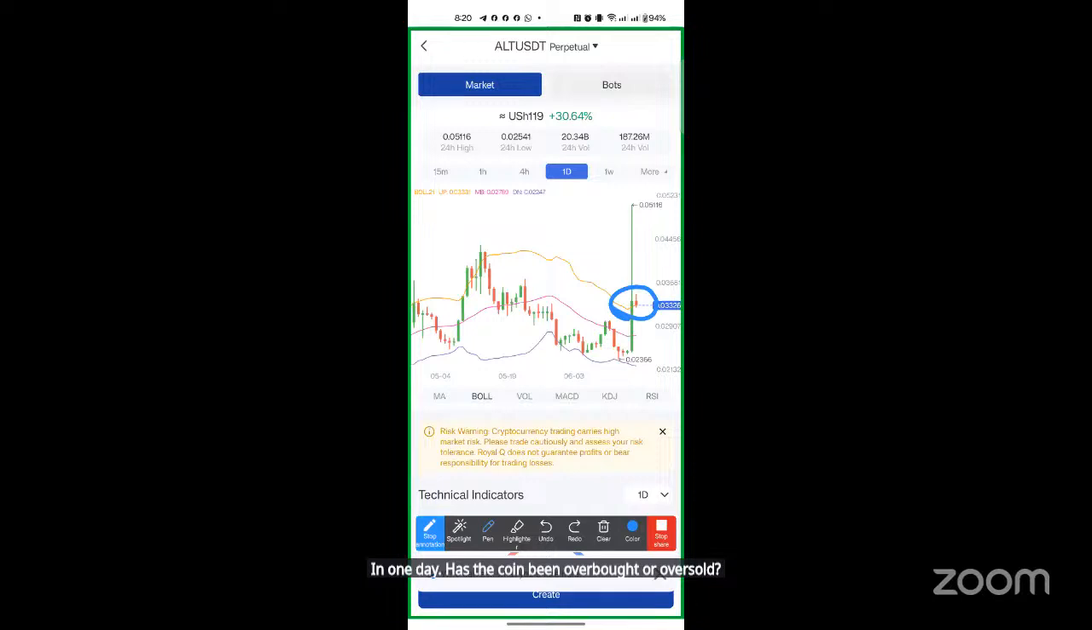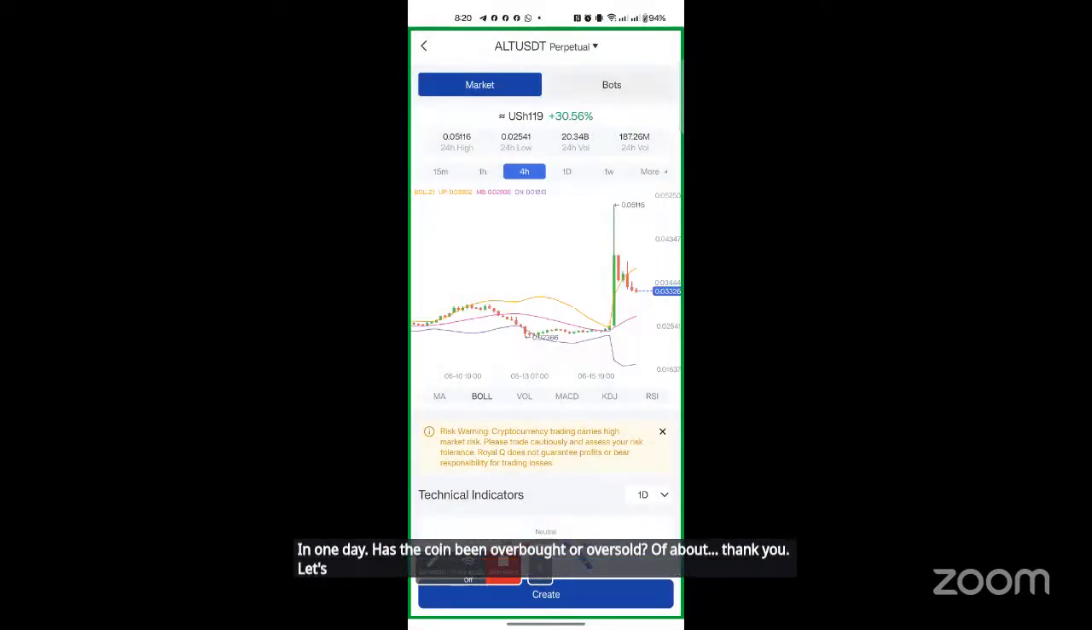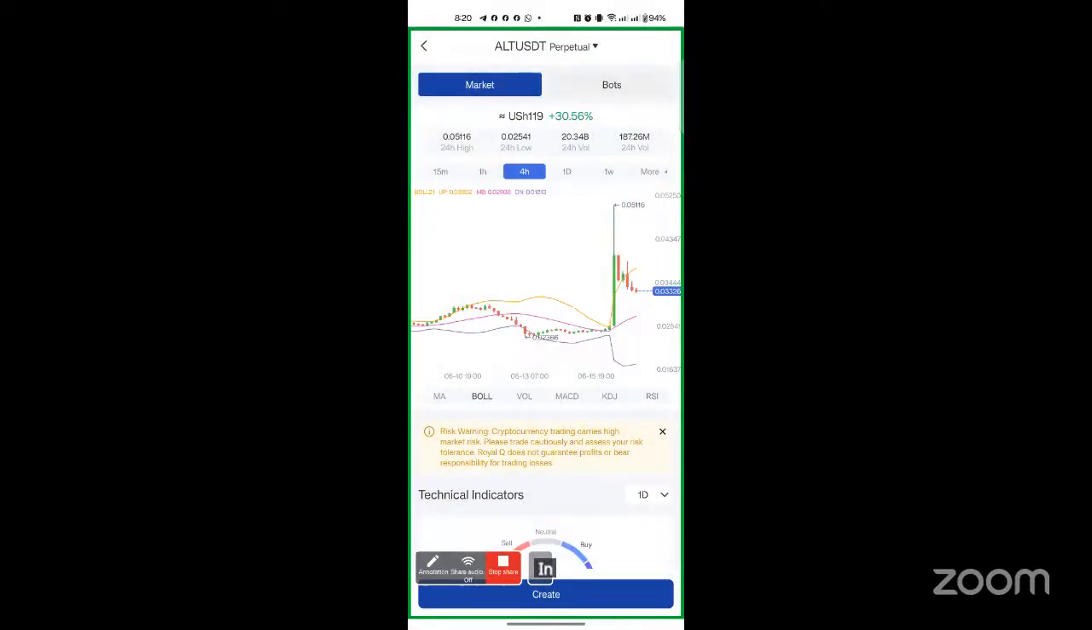Overbought. Thank you. Let's go in 4 hours. In 4 hours, has the coin been overbought or oversold? Overbought. Thank you. Let's go to 1 hour.